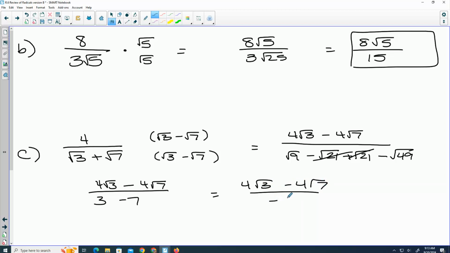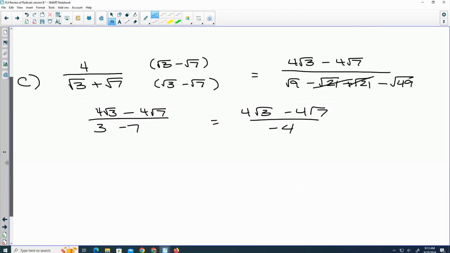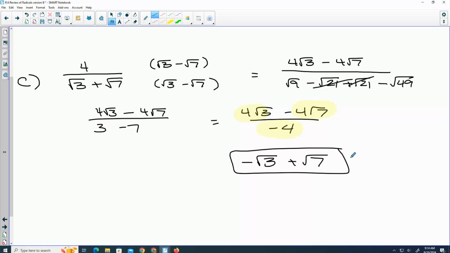So I get a negative 4 on the bottom. Can I do anything else with that? I can simplify. I have 3 things. All of those can be divided by negative 4. So that would give me a negative radical 3 plus the square root of 7 in the end, if I go ahead and divide by negative 4.